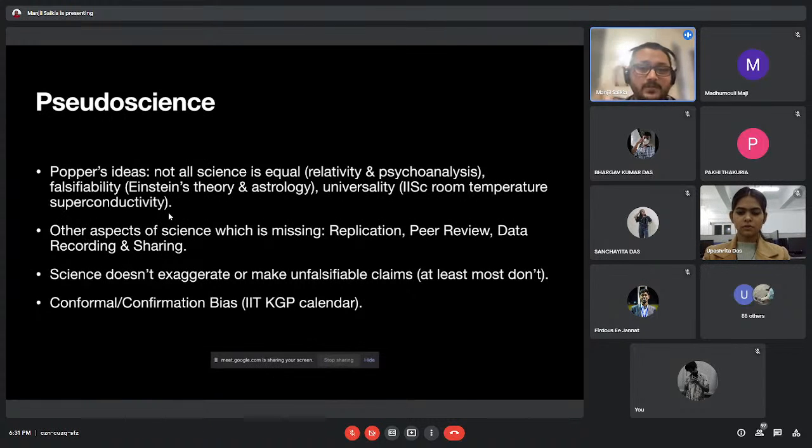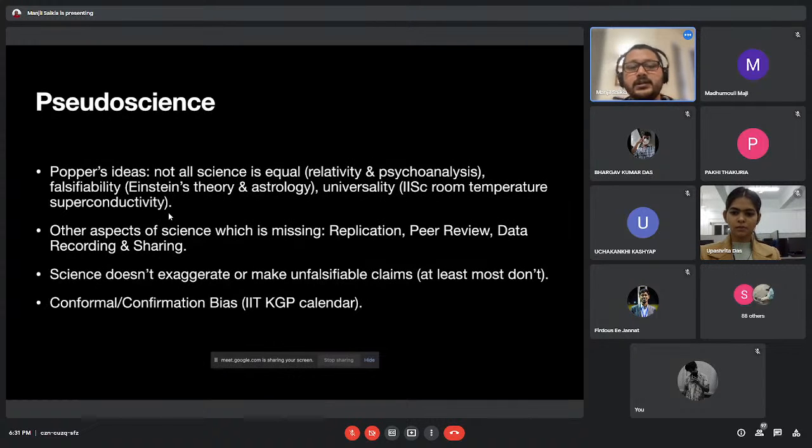So these are not falsifiable statements. The next thing, which I have already touched upon, is universality: your experiment has to be able to be replicated in different places of the world. A very recent example is that IISc room temperature superconductivity phenomenon. It's not really a problem with universality, it's more a problem with correct data keeping and things like that. But that's a good example.